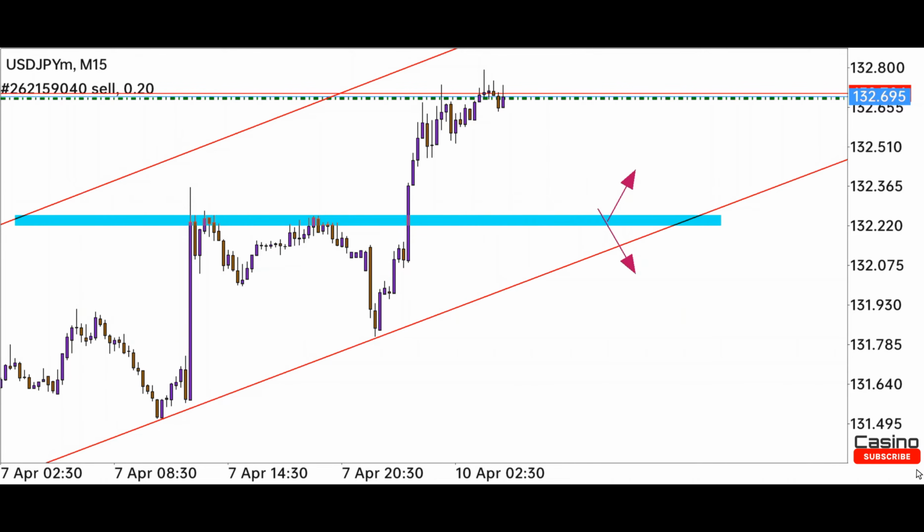Let me apply more trade here, for which I am doing sell stop place. There is a high probability chance that the market will move down. That's why I am placing more trades.